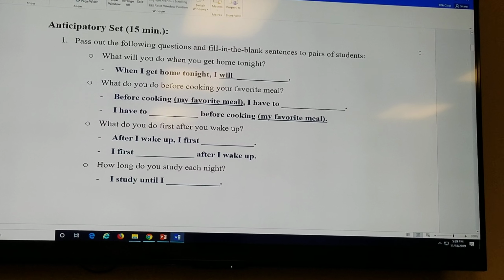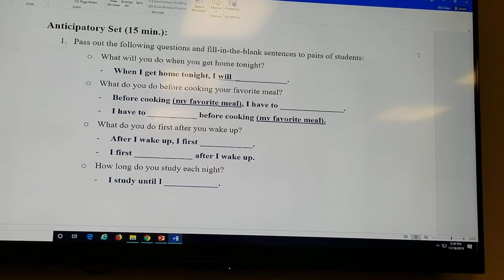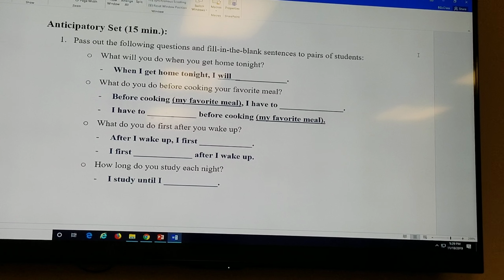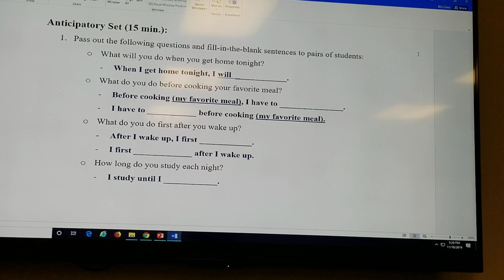Before starting the presentation, to activate their schema, I will either pass out questions or put questions up on the board. You can do whatever your preference is. Different questions about their own life using time adverb clauses. So like, what will you do when you get home tonight? What do you do before cooking your favorite meal?